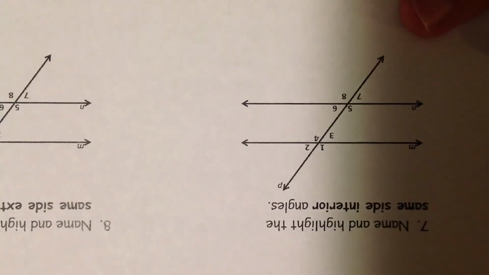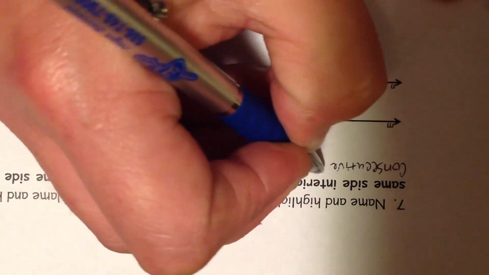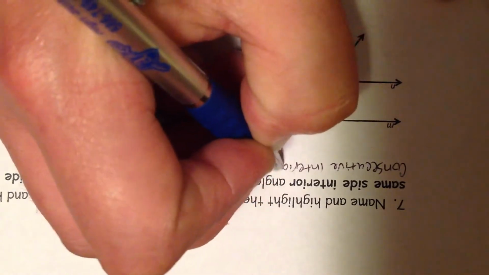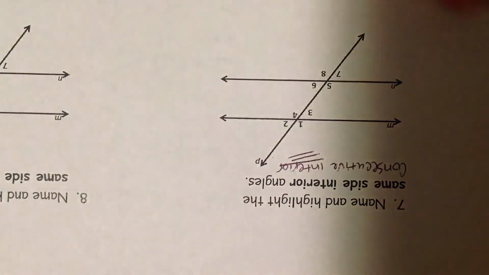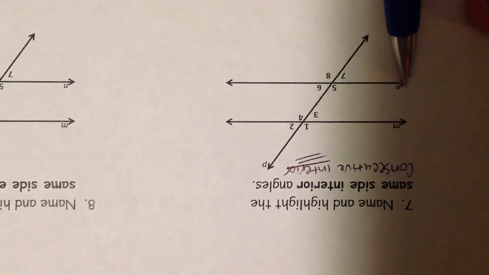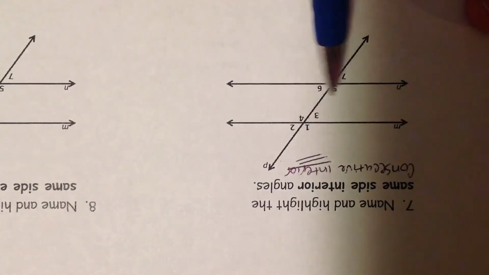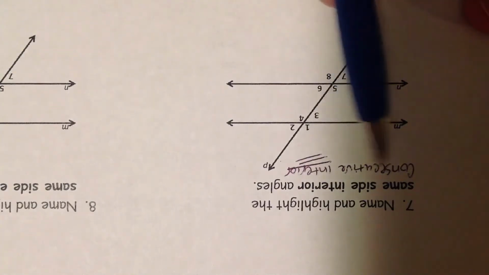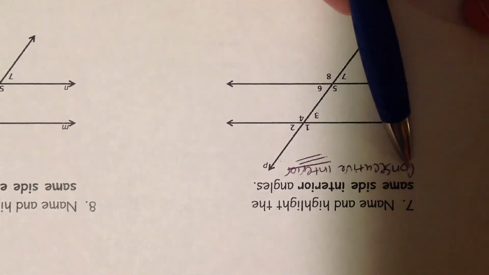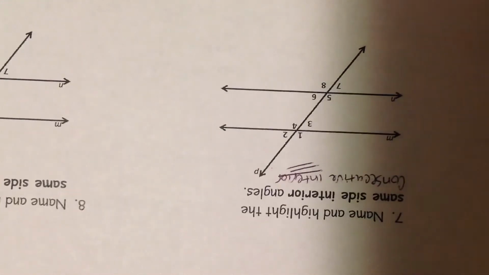Flipping it over to the back. Same side interior. Sometimes people call them consecutive interior. And again, we have that word interior, meaning in order to qualify, they have to be inside the lines here. So again, it has to be inside M and N, so 3, 4, 5, and 6 are the only ones that qualify. And again, this one says same side instead of alternate, so we're going to be on the same side of the transversal. So let's look at what that means.